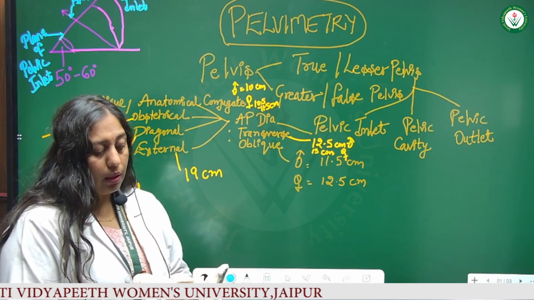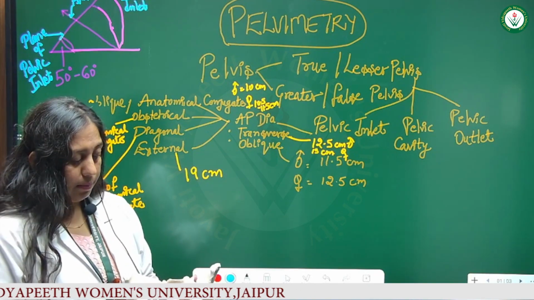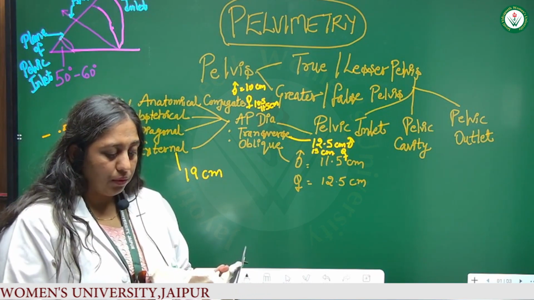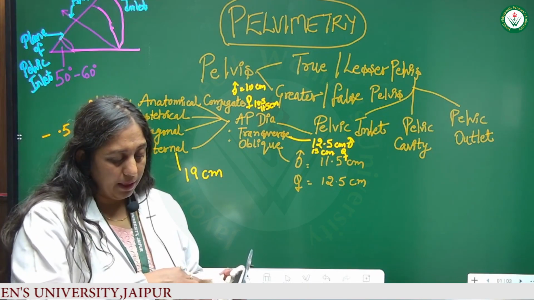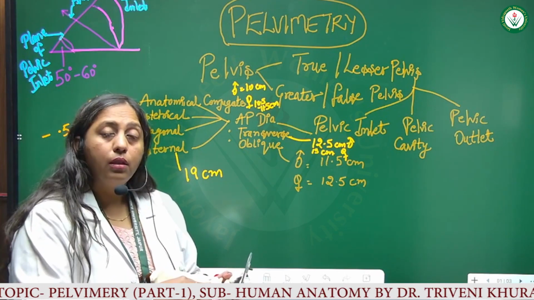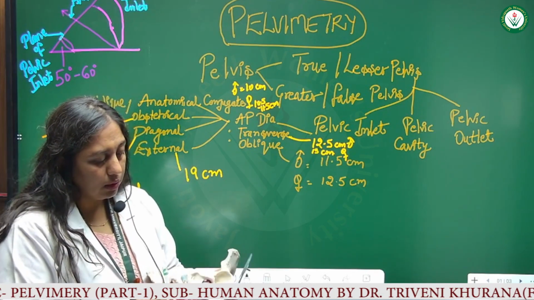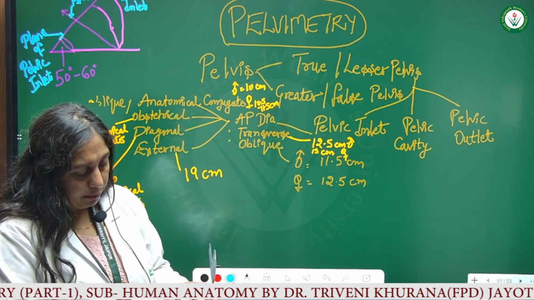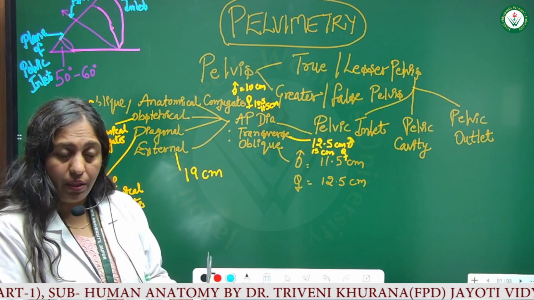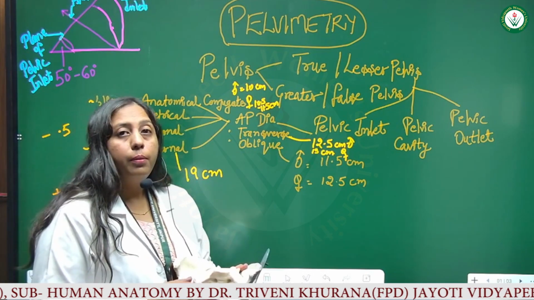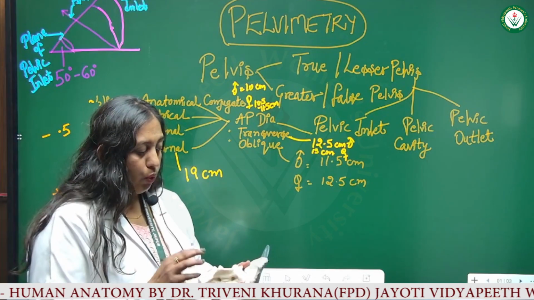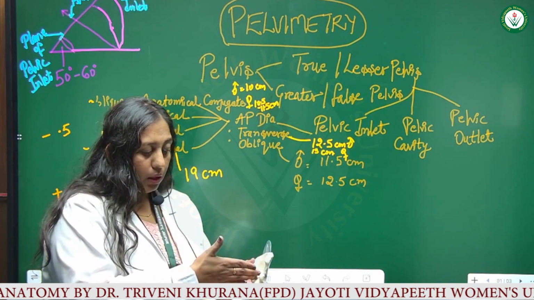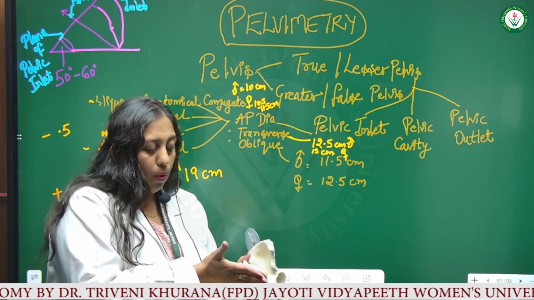Now let's see about the pelvic diameters of the lesser pelvis. Firstly, you should know about the lesser pelvis. In the lesser pelvis, we have three parts: the pelvic inlet, the brim itself, and this is the pelvic outlet. The area in between the pelvic inlet and outlet is known as the pelvic cavity. So let's discuss the diameters in the pelvic inlet. We have three diameters: the anterior posterior diameter, the transverse diameter and the oblique diameter.